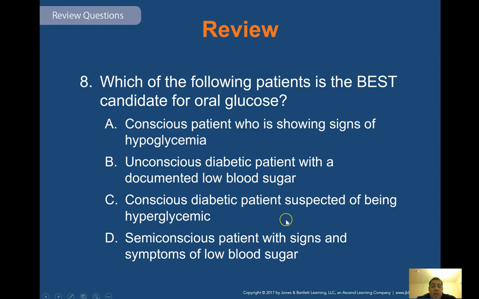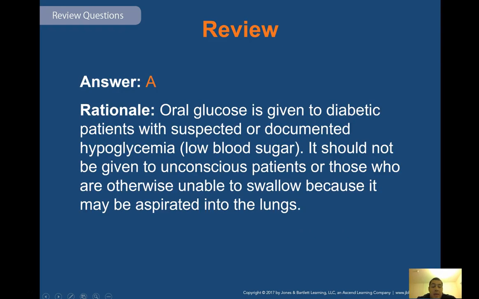So conscious diabetic patients suspected of being hyperglycemic. What does hyperglycemic mean? Do we give oral glucose to somebody with high blood sugar? So semi-conscious patient with signs and symptoms of low blood sugar. Is the patient fully conscious? No, they're semi-conscious. So conscious patient who's showing signs of hypoglycemia, it's going to be A. It should not be given to unconscious patients or those who are otherwise unable to swallow because it may be aspirated into the lungs.